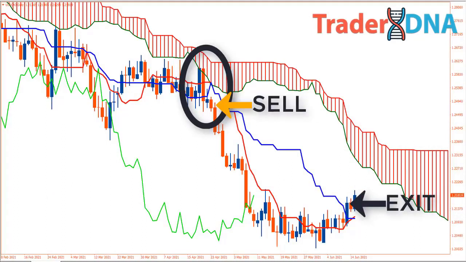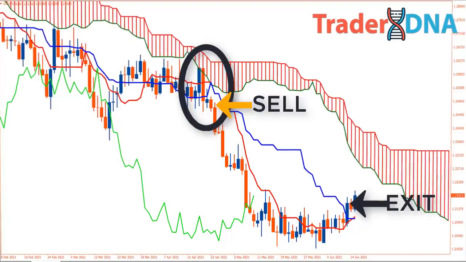Ichimoku trading system helps the trader determine the most suitable time to enter and exit the market by providing you with the trend direction. It gives you reliable support and resistance levels and the strength of the market signals.